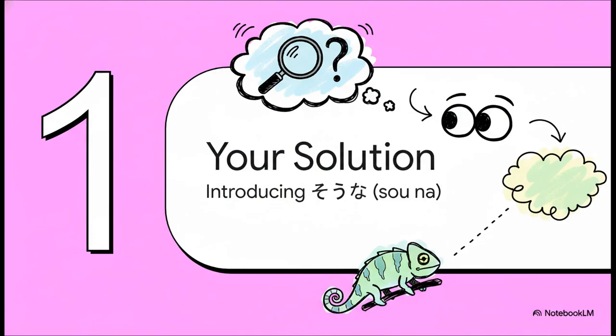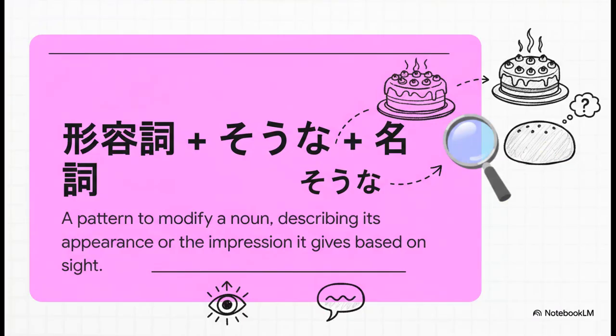Well, this is exactly where a neat little grammar pattern comes into play. Sou na, which we say as sou na. Just think of this as your go-to looks like or seems like tool. It's designed for this exact situation, for when you're describing a noun based on a first impression. So how does it work? The basic structure is super simple. You take an adjective, you tack on sou na, and you put that right before the noun you're describing.